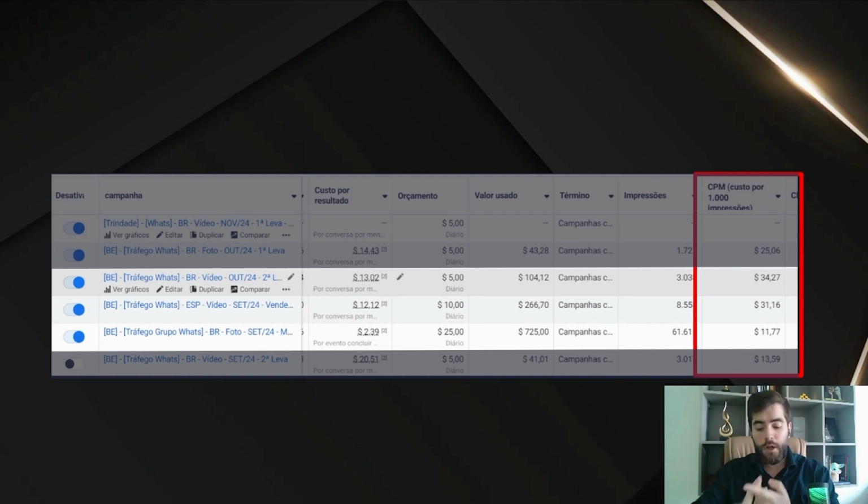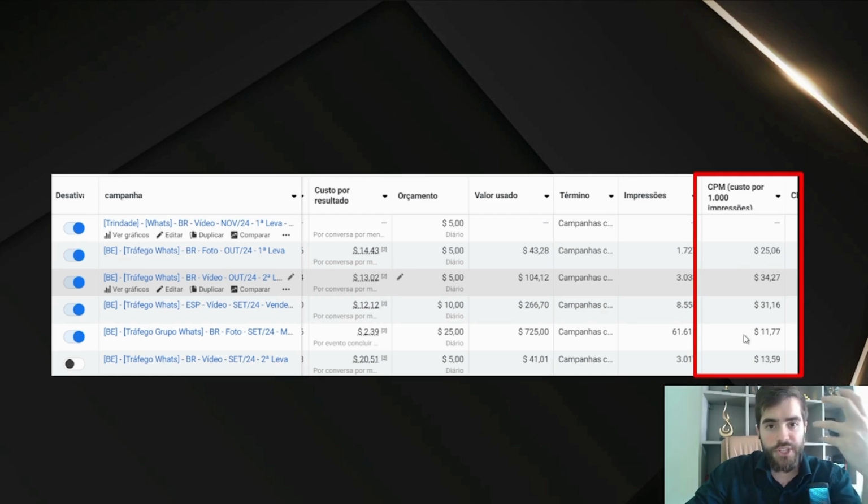You can use video campaign. You can get message campaign. You can get conversion campaigns and a lot of options. But each campaign has a specific type of public that we are going to target on it. So the CPM is going to be different. That's why this one right here is $11 CPM, and the others are like $30, $20, because they have different objectives of campaigns.